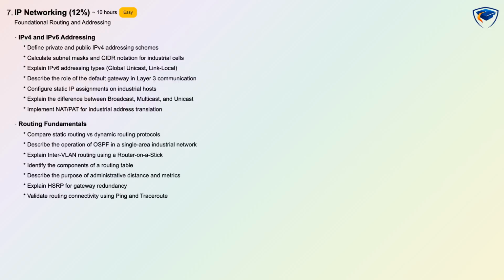IP networking forms 12% of the exam and is foundational, rated easy with about 10 hours of study and conceptual scenario assessment. You will master IPv4 and IPv6 addressing, subnet calculations and CIDR for industrial cells, and understand default gateway and static IP assignments. Routing fundamentals covered include static versus dynamic routing, OSPF single area behavior, inter-VLAN routing techniques, routing tables, administrative distance, gateway redundancy with HSRP, and validation tools like ping and traceroute.